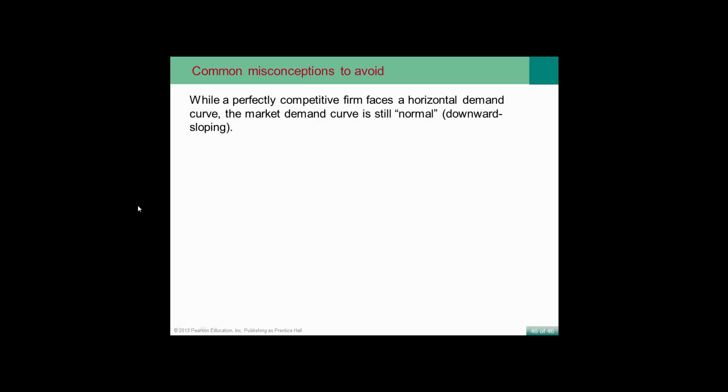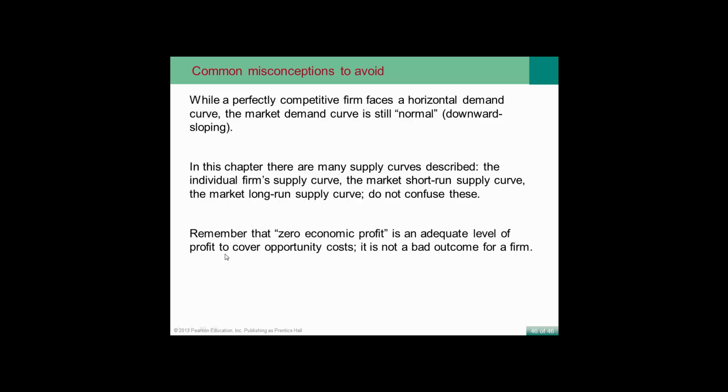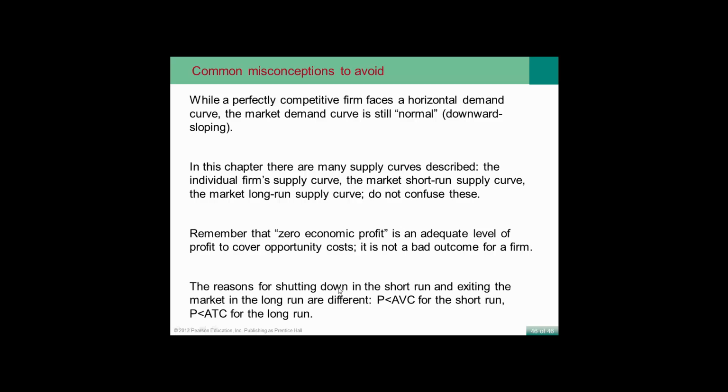Common misconceptions to avoid. While a perfectly competitive firm faces a horizontal demand curve, the market demand curve is still normal, or downward sloping. In this chapter, there are many supply curves described: the individual firm supply, the market short-run supply, and the market long-run supply. Don't confuse those. Remember that zero economic profit is an adequate level of profit to cover opportunity costs. It is not a bad outcome for a firm. The reasons for shutting down in the short run and exiting a market in the long run are different. Price is less than average variable cost in the short run and less than average total cost in the long run. And that is the overview for perfectly competitive markets.